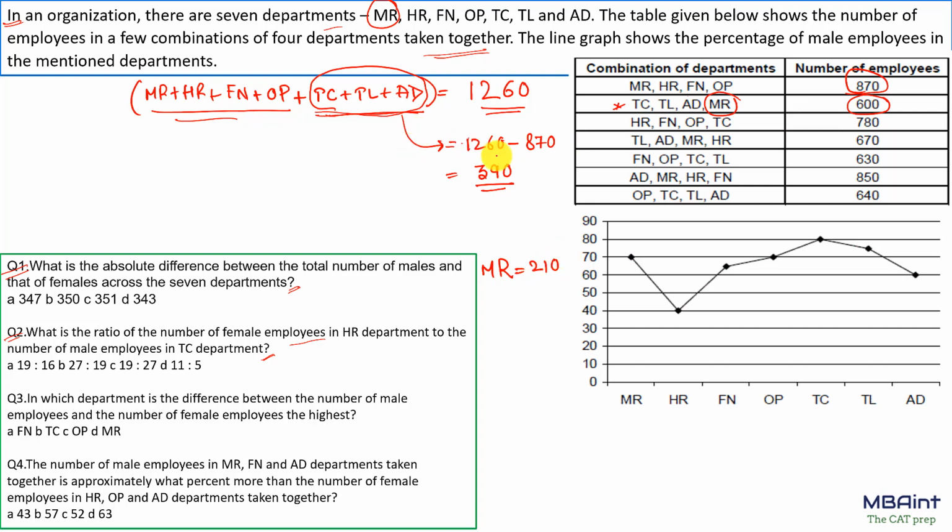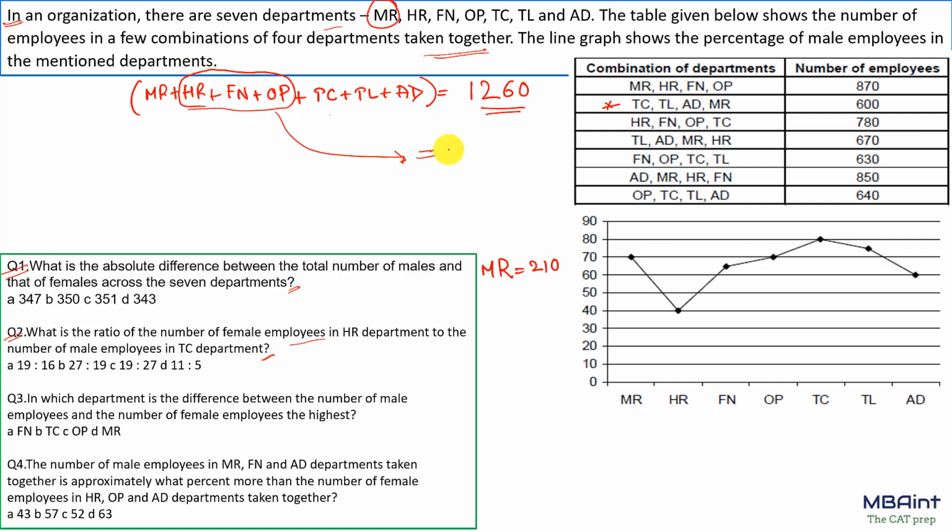So similarly, we can find the individual value of all the others. Let me repeat it once again for the others. Again, we'll just repeat it. So let's suppose we are using this: altogether we have TC, TL, AD, MR. So what will we be left with? We will be left with this value, HR, FN and OP. What is the value of this? The value of this would be 1260 minus 600, which makes it 660.